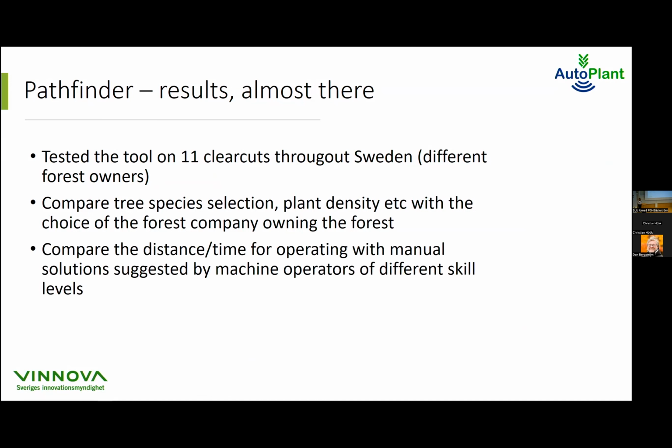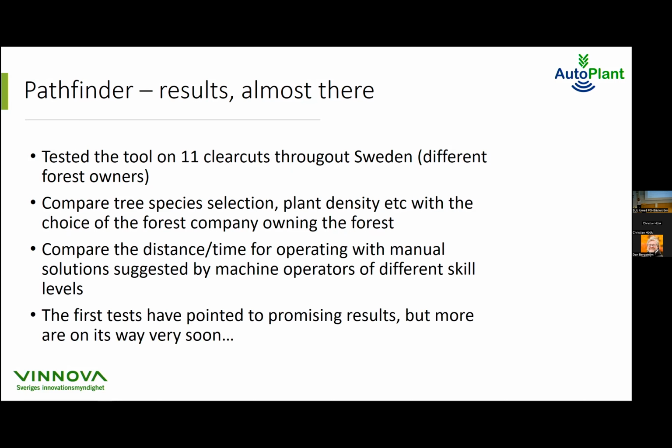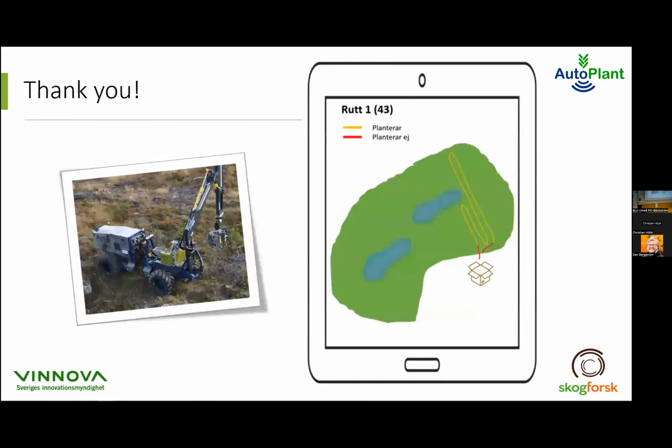And then we are also planning to compare the distance and time for machine operated with the manual solutions. So we will ask some operators to suggest the direction they want to drive in different areas, given these basic maps. And then we'll calculate the driving time and distance with that and compare it to the output of the tool. So that was the result I hoped to show you today, but it's not ready. But what we've seen thus far, it's promising results, but we need to evaluate it better. Yeah, I'm finished there.